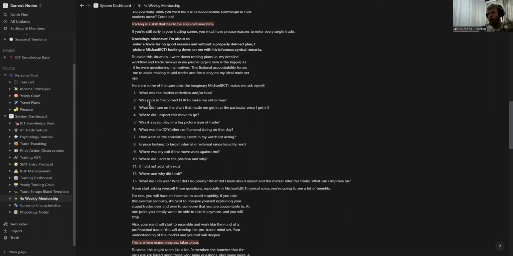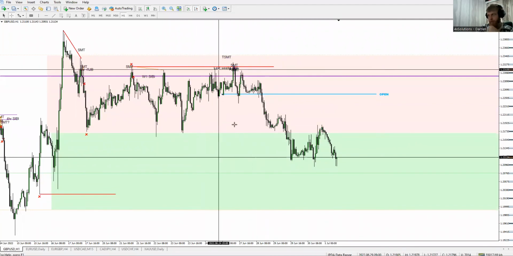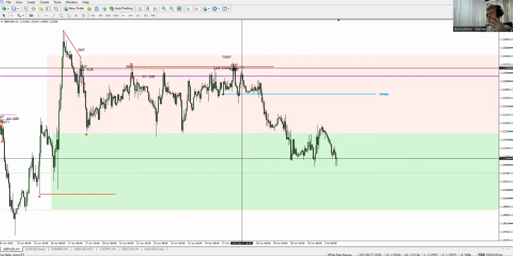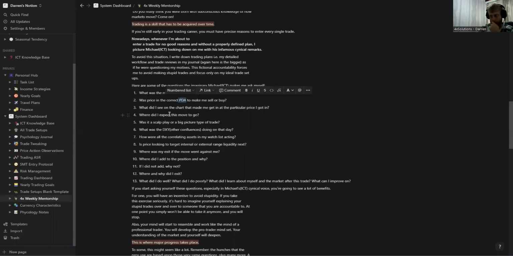Another question you could ask yourself: was price in the correct PDA to make a sell or buy? We don't know what a PDA is yet because I haven't taught it to you, or if you do, congrats to you. PDA is premium discount array. If price is in a premium, you're looking to sell. If price is in a discount, you're looking to buy. If you're in a premium, you should be looking to sell, not buy, and if you're in a discount, you should be looking to buy, not sell. So what is price in? The pink area I've got here is a premium zone, so you look to sell. There we go: bias bearish, premium array, so should be looking to sell. And then price sold. Very simple things like that you ask yourself.